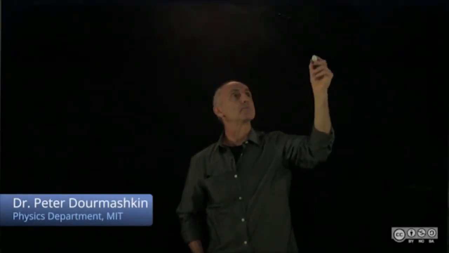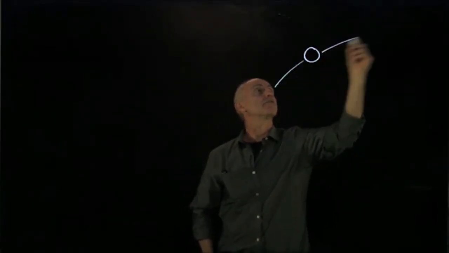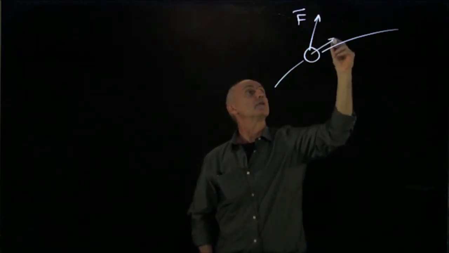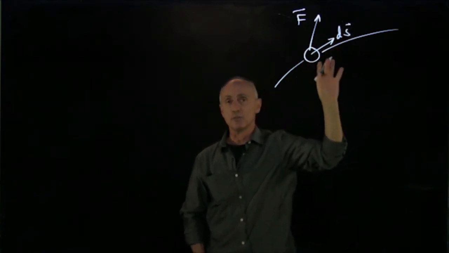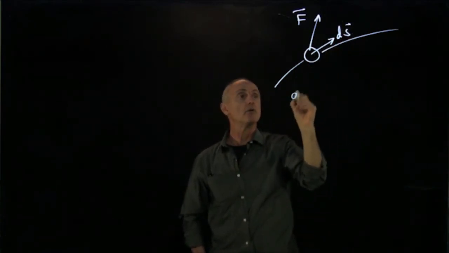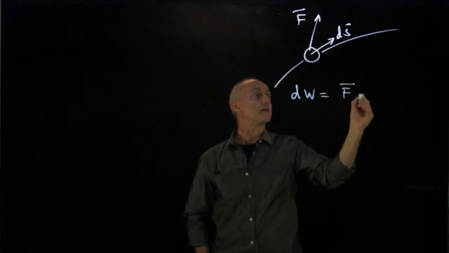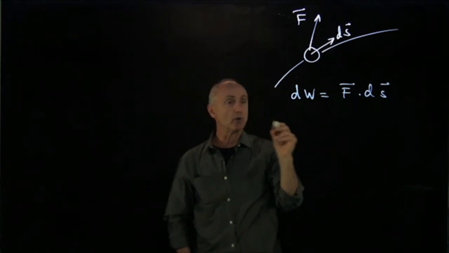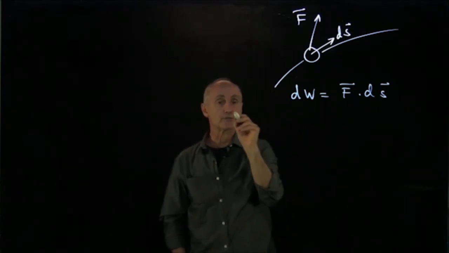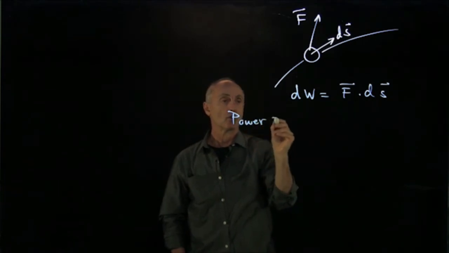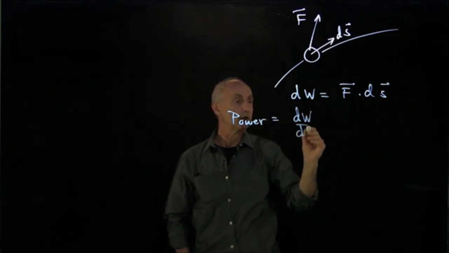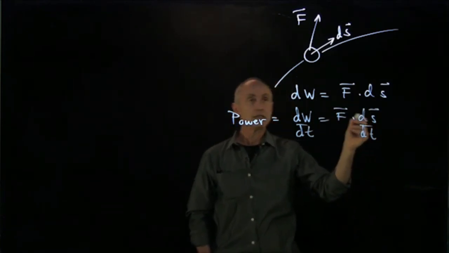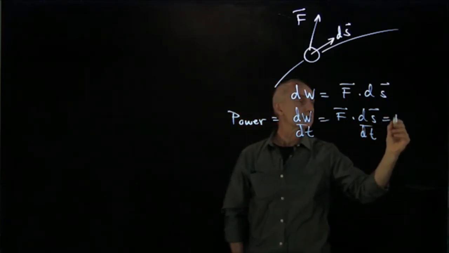Let's consider the motion of an object that is under the action of a force. So we have some force that's acting on this object, and we have a little displacement ds. So this is a small displacement of the object. Then we know that the small amount of work done by the action of this force is F dot ds. And the rate of doing work, so let's now introduce the concept of power, which is the rate of doing work. That is F dot ds over dt. And ds/dt is just the velocity of the object.